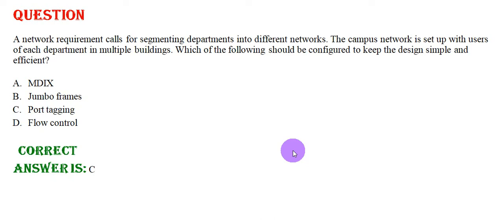A network requirement calls for segmenting departments into different networks. The campus network is set up with users for each department in multiple buildings. Which of the following should be configured to keep the design simple and efficient? Option A, MDIX. Option B, jumbo frames. Option C, port tagging. And option D, flow control. The correct answer is option C.